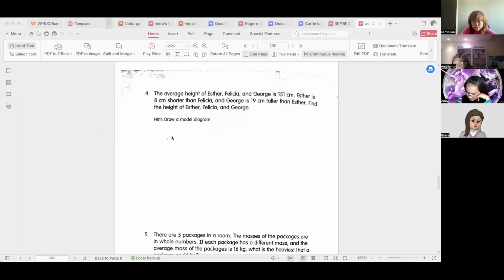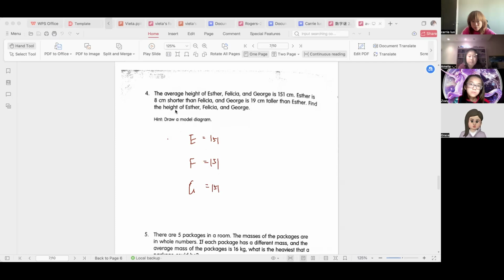Okay, so let's take a look at this one. The average height of Esther, Felicia, and George is 151. So I can say Esther, Felicia, and George are 151, 151, and 151. They're going to change based on these numbers, right?